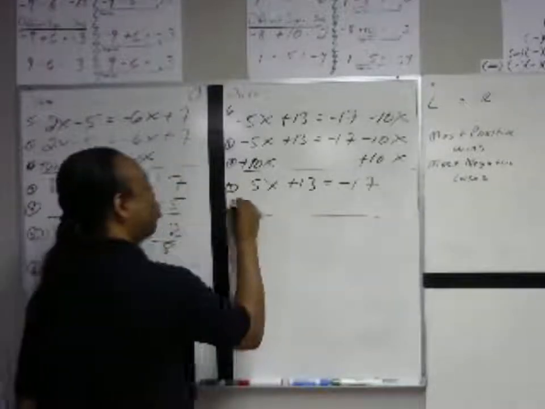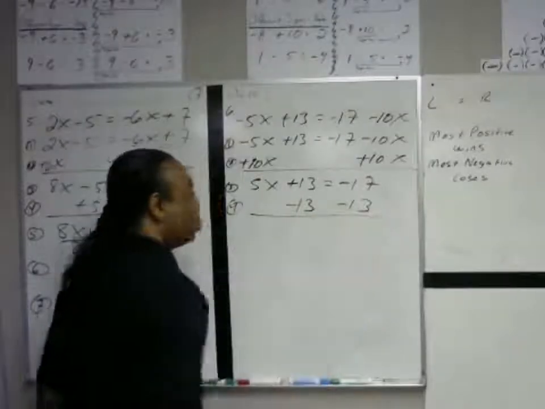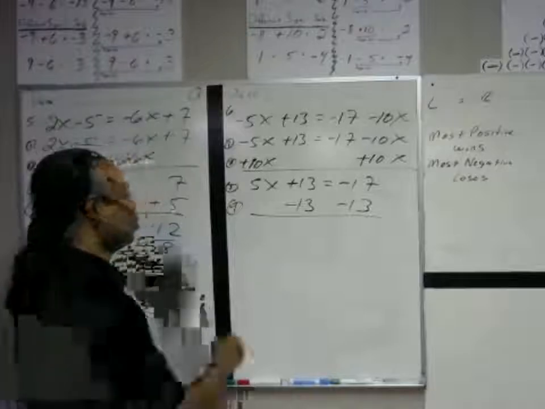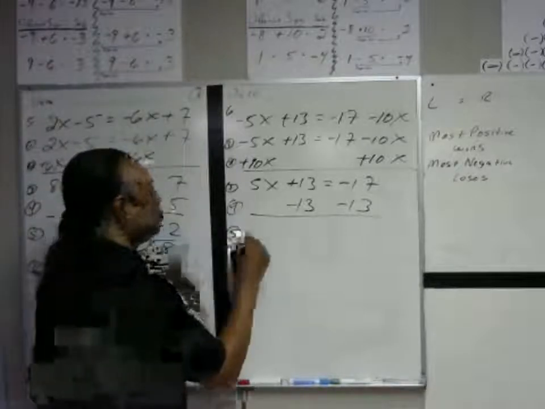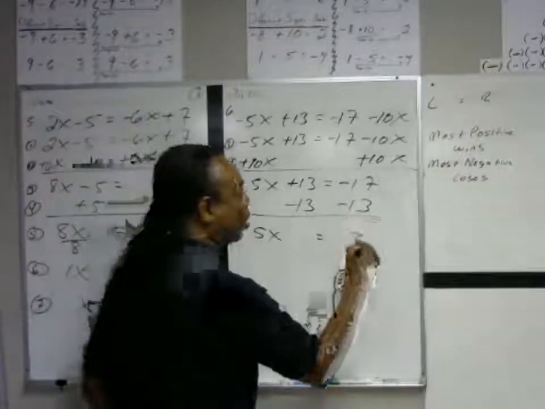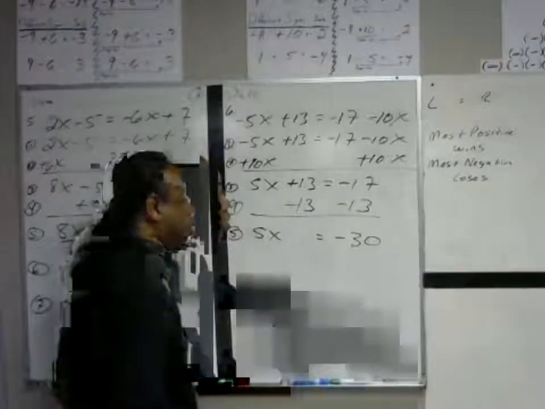So step 4, getting rid of the adding 13 by using a subtracting 13 on both sides. What we do to one side, we do to the other. And as a result, step 5, we get 5x, this cancels, and the same signs will add. So we end up with a 30, where the bigger sign wins. From the 17, we get a negative 30.